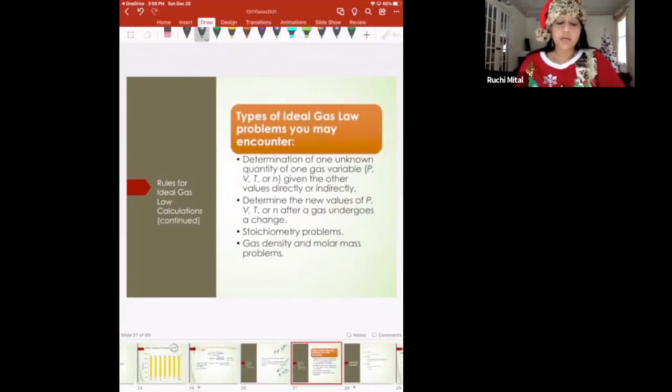Types of ideal gas law problems. Determine one unknown quantity of a gas variable. So out of P, V, n, and T, one of them is going to be unknown. Make sure you understand the relationship, whether it's direct or indirect. We'll have stoichiometry problems, and we will have gas density problems. So we are going to work on these different types of problems as we try to understand the gas laws. We'll work on this in our next video. For now, this is good.